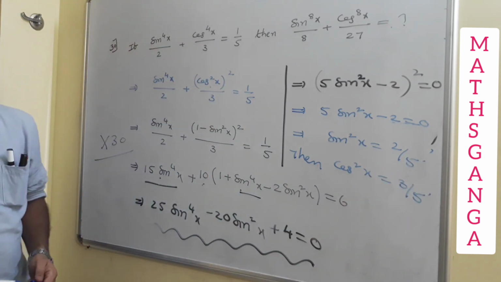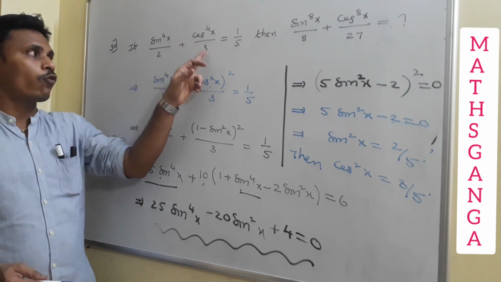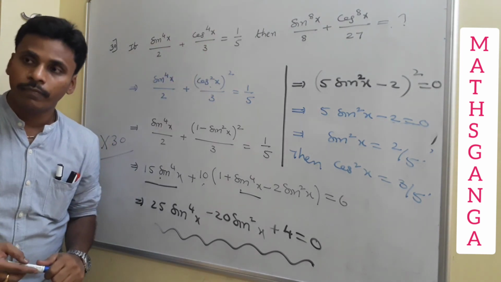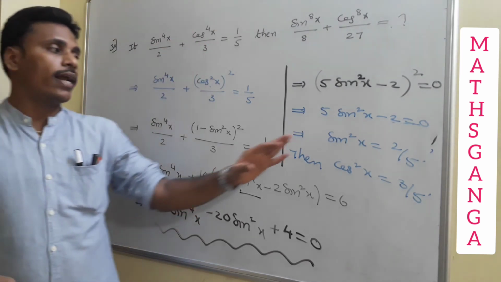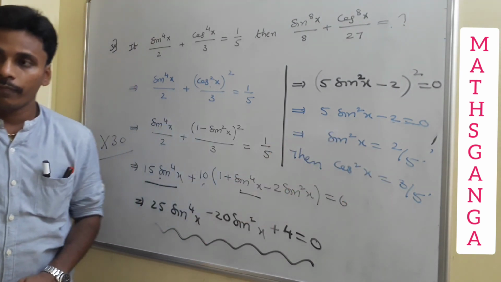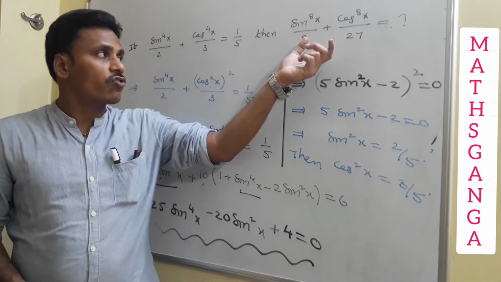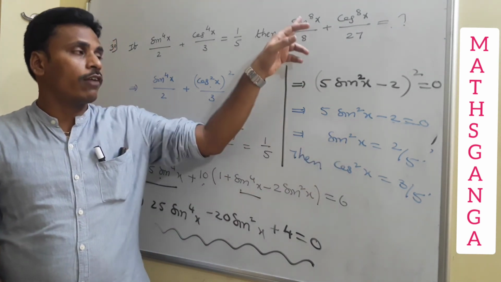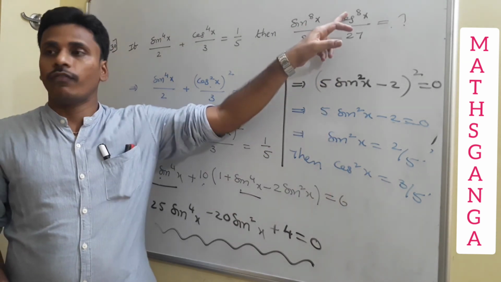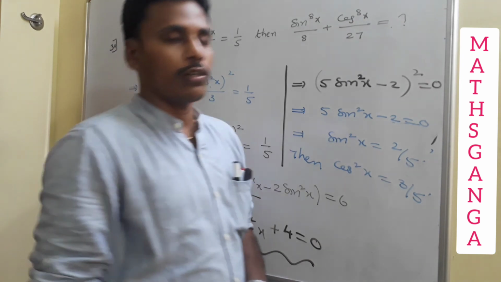Have a look at this. So this is the problem where sin power 4x by 2 plus cos power 4x by 3 is given as 1 by 5. And on simplification I found at the end that sin square x is 2 by 5 and cos square x is 3 by 5. And now my question is, they ask us to find this value. To find it, you just replace sin square x with 2 by 5 here, cos square x with 3 by 5 here. I will do further. Just have a look and take a screenshot.